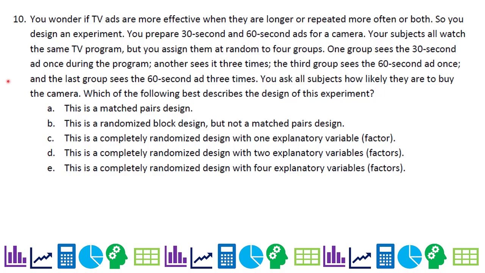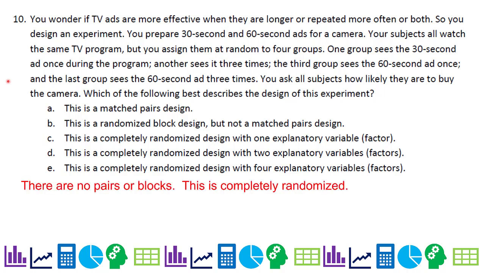You ask all subjects how likely they are to buy the camera. Which of the following best describes the design of this experiment? So, first of all, there are no pairs or blocks. This is just completely randomized. So it's either C, D, or E.